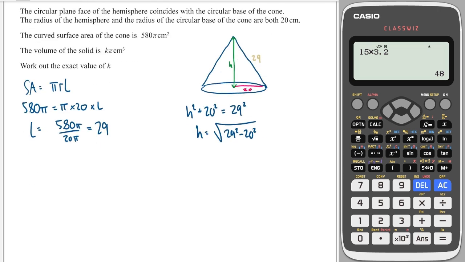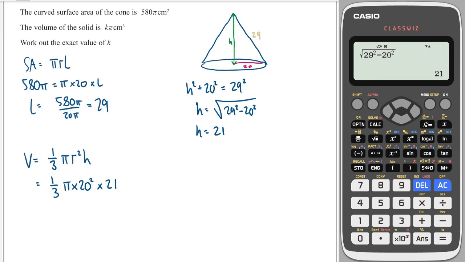So we can go to our calculator and we could do square root of 29 squared minus 20 squared. Whoops, making a bit of a hash of this. 21, perfect. And now we can work out the volume of these two shapes. So let's start off with the cone. The volume of the cone, again, is given in your formula booklet. It's a 1/3 of pi multiplied by the radius squared times by the height. So in this case, it's 1/3 pi times 20 squared multiplied by the height, which is 21.